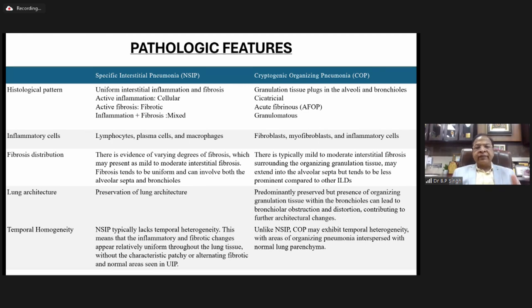I will just skip it for the sake of time. It was already mentioned, the features of NSIP and cryptogenic organizing pneumonia. A few things are important.